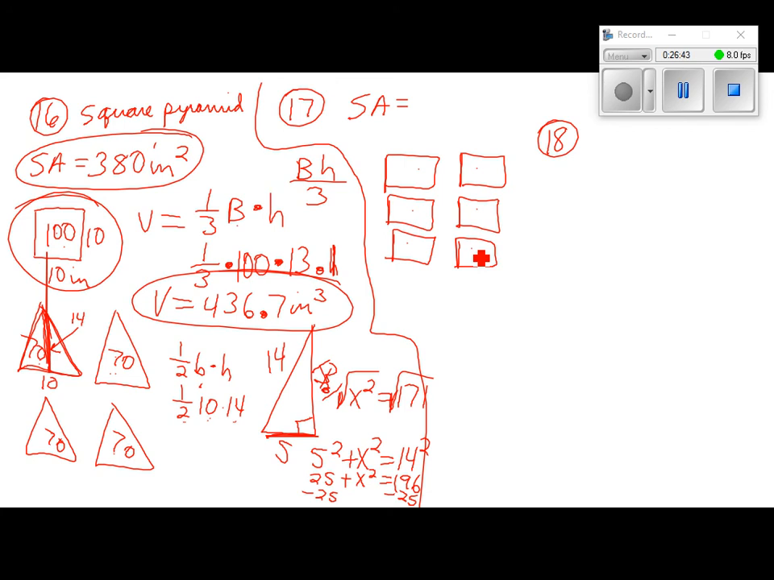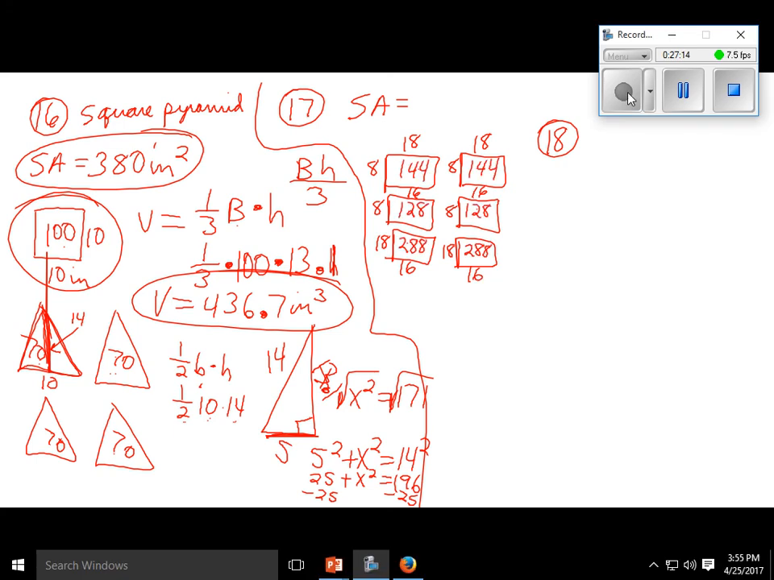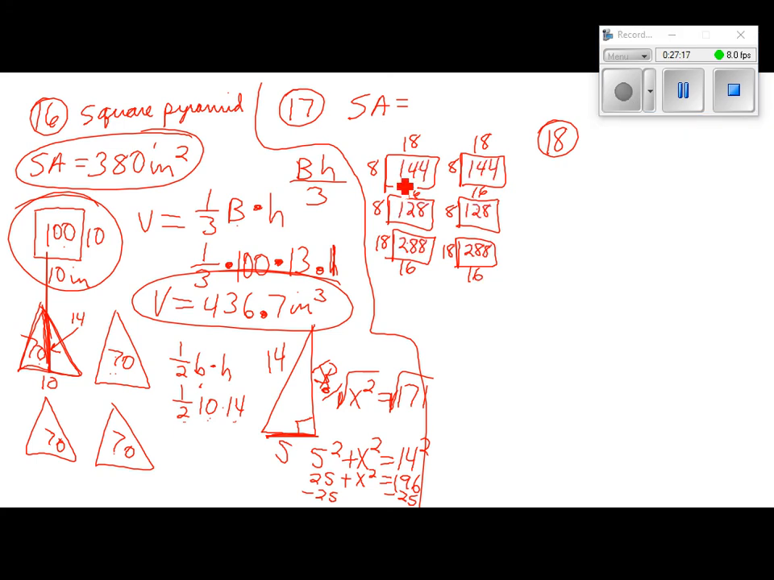And if we just label them, the front face there looks like it's 18 by 8. That means this other face is 18 by 8. Then that side face looks like it's 16 by 8, and the other one's 16 by 8. And then the top and the bottom, the bottom is 18 by 16, and the top is 18 by 16. Grab your calculator and multiply those together. This is what I got on each one: 144, 128, 288.